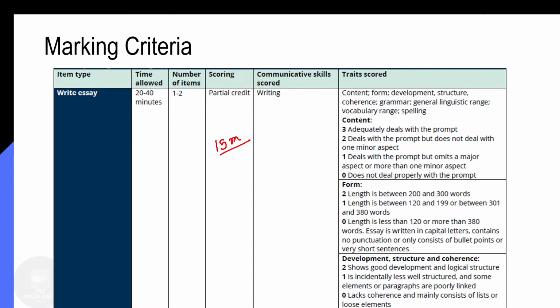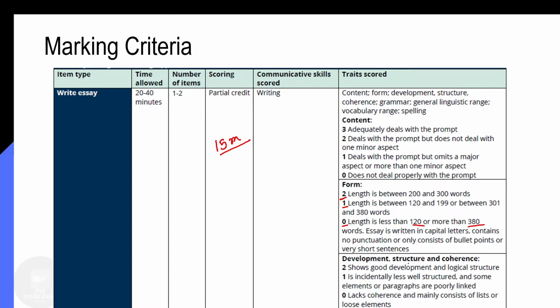Format is about your word limit. If you write between 200 to 300 words, you get 2 marks for format. If you write between 120 to 199 or between 301 to 380, your format mark will be 1. If you write less than 120 or more than 380, that is, you are either way too long or way too short, you get a 0 in format.